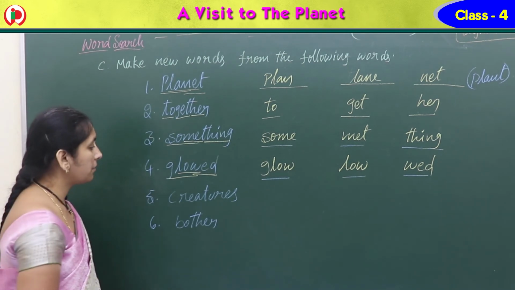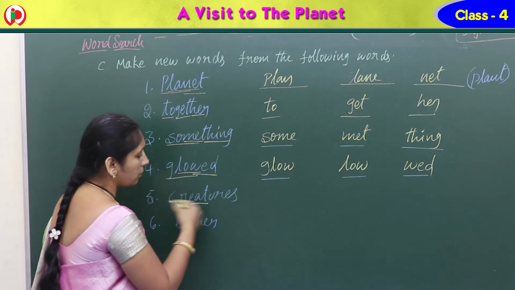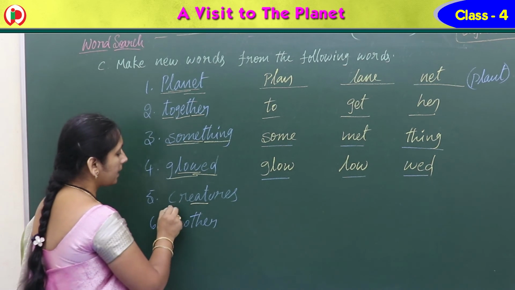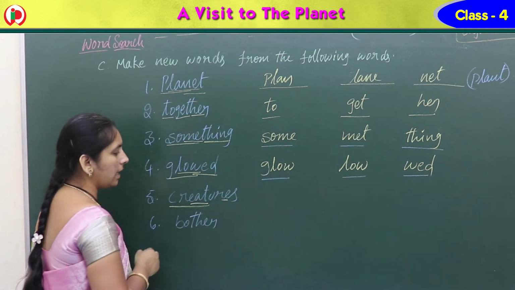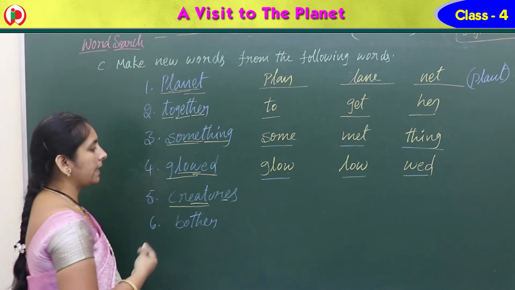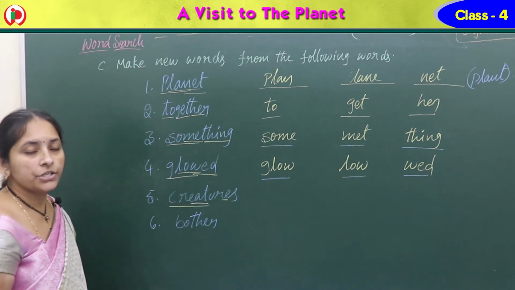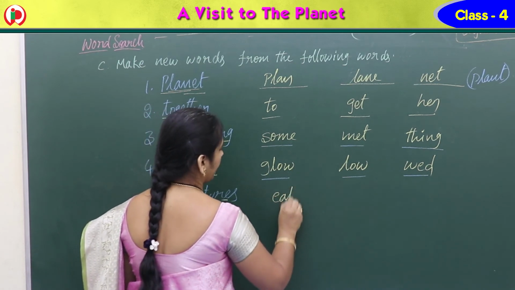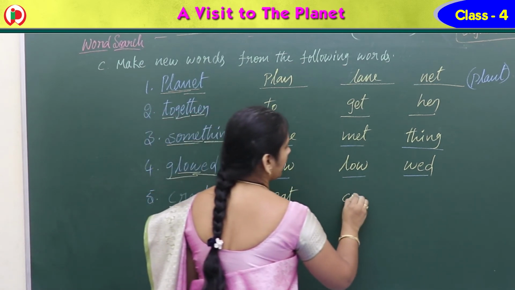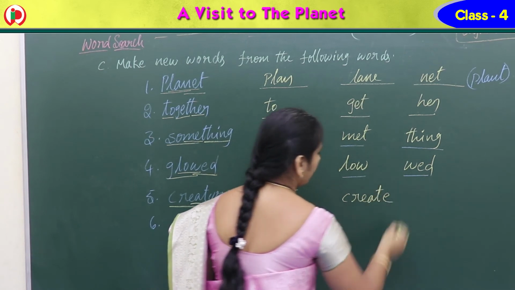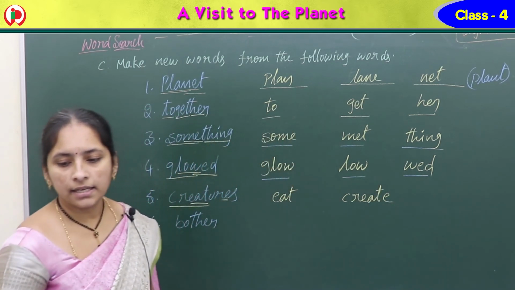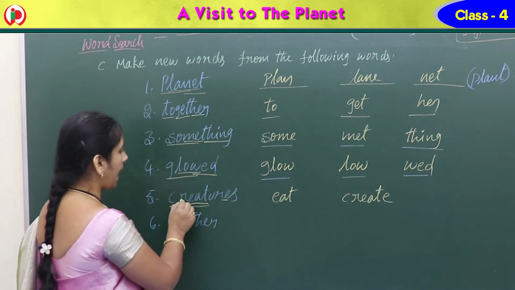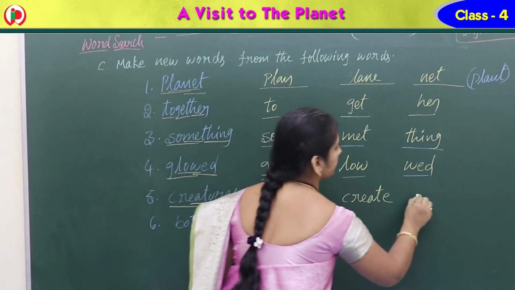Creatures. So here we are not getting eat only, direct continuation we are getting. Right? So that's why create, by adding the E, create. Like this, here we should write compulsory jumble only in this word. So that's why first write eat, create, eat, create. And one more word, what can you write? And here rat, R-A-T, rat.